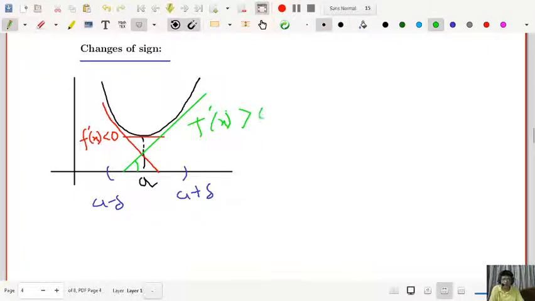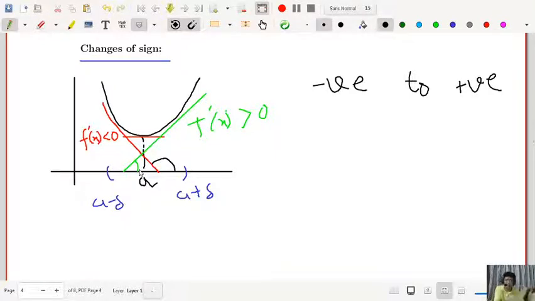So what is your conclusion? You take more points, closer to A from the left-hand side and closer to A from the right-hand side, and you will observe the same scenario. So what is the conclusion in this case? What is the change of sign? Change of sign is negative to positive. I am talking about the slope. So the change of sign is negative to positive because this is an obtuse angle and this is an acute angle.